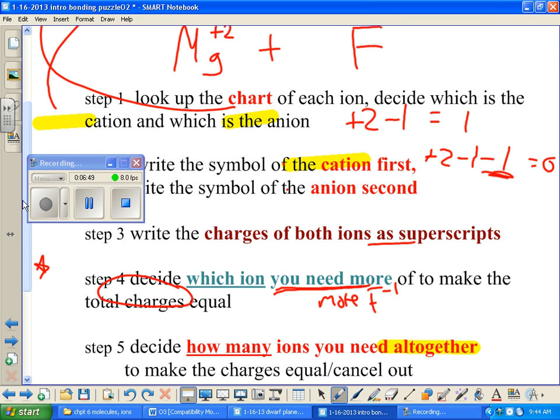So how many minus 1s do you need all together to make it even? You needed 2 minus 1s, which sounds weird to say it that way. Once again, after you practice it a little bit, it's just going to come naturally, like breathing and swallowing. So you're trying to make it 0?